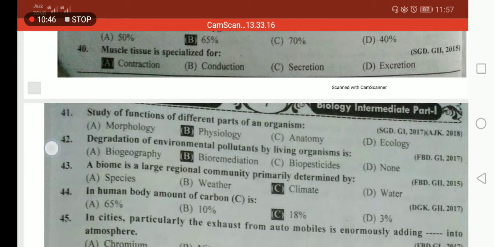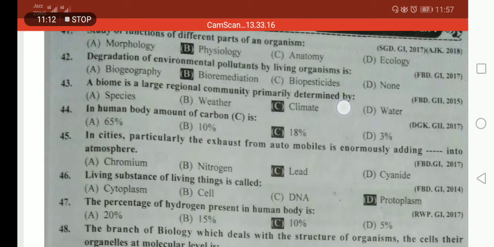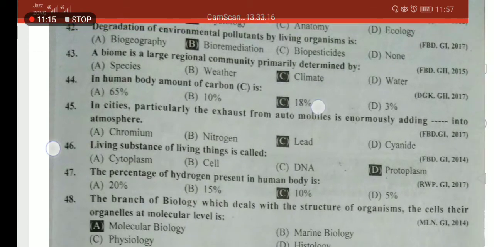Study of function of different parts of the organism. Physiology is the branch in which we study how different parts function. Degradation of environmental pollutants by living organisms is known as bioremediation. Environmental pollutants are also non-living things because these include various toxic chemicals and gases, etc. A biome is a large regional community primarily determined by the climate. In the human body, the amount of carbon is 18%.